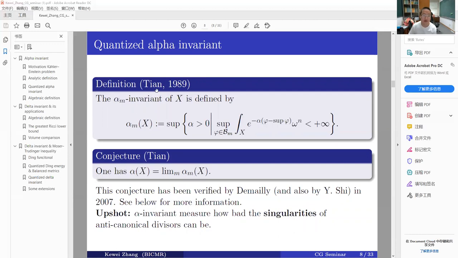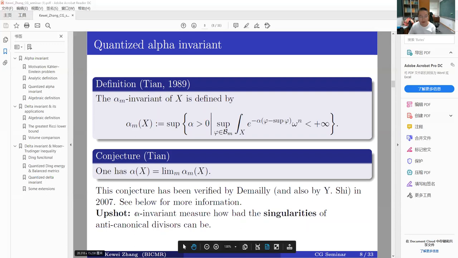This was introduced by Tian in his thesis, which measures this integrability condition on the subspace. He considers all the phi in this Bergman space, and he cooks up such an invariant. And Tian conjectures that this invariant should converge to his alpha invariant defined earlier. And this conjecture was proved in 2007 by Demailly, and also probably independently by Yalong Shi in his thesis. And we will give more details of this later.